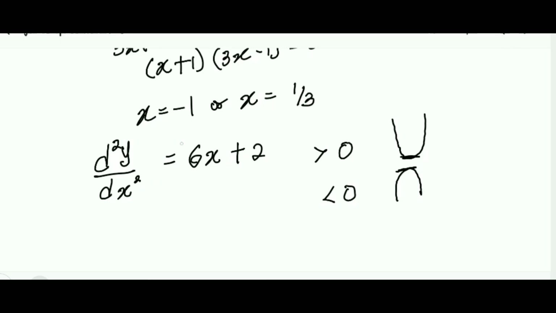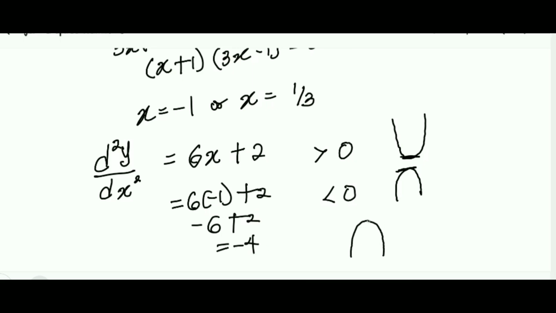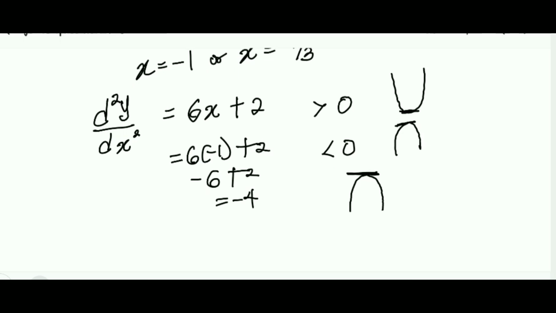So let's put x as minus 1. I have 6 times minus 1 plus 2. So this is minus 6 plus 2, and that is minus 4. Now this value is less than 0. That means I will have the curve like this. And in this case, that means I'm dealing with a maximum value. But remember, the question says, what is the value of x at the minimum value?